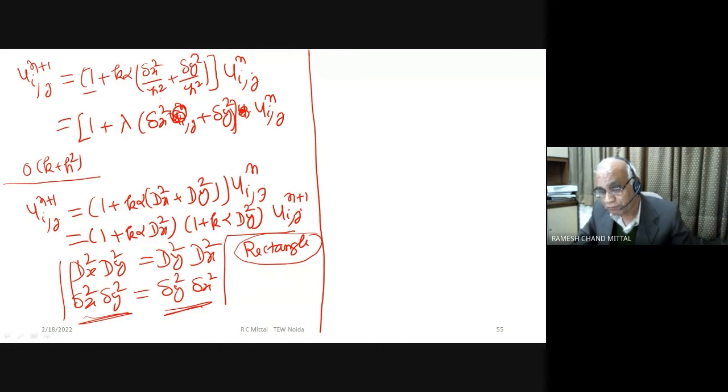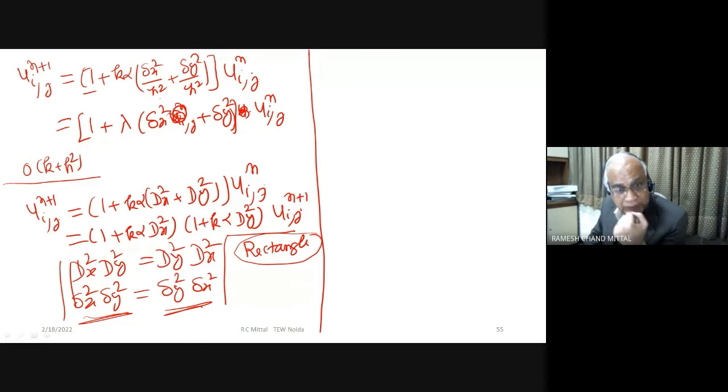But friends, the moment I write it this way, I have taken some part from the accuracy in the differential equation, in the differential scheme. So it becomes more accurate. That is one point.